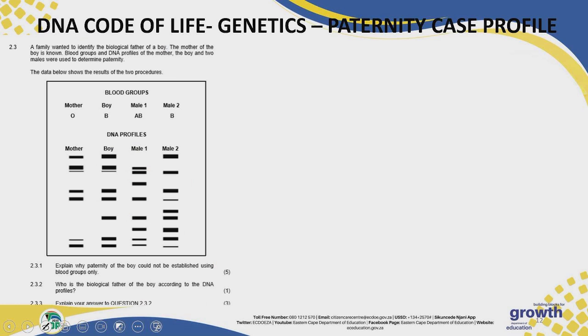Then let us look at this one. How can we then determine the paternity now using the blood groups? It says, explain why paternity cannot be established using only blood groups. Now, from the DNA profile, we know that the mother is blood group O. So which means that their genotype is going to be ii.